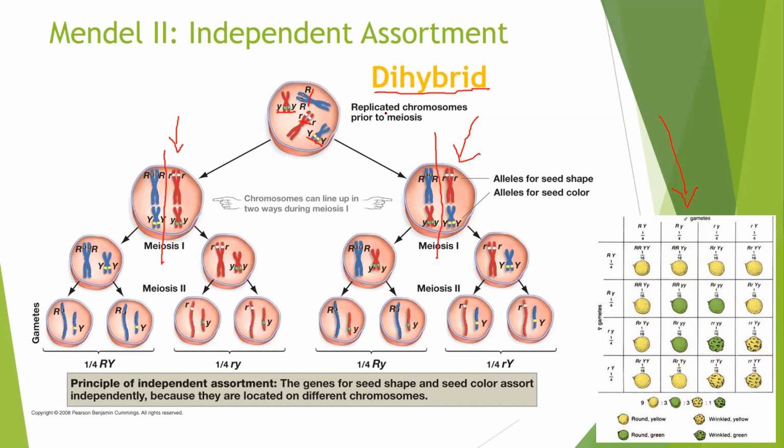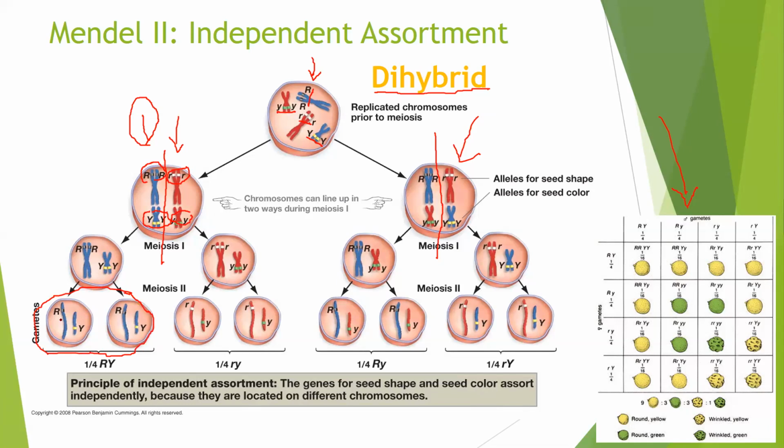However, if we are talking about two genes on two different chromosomes, and this cell goes through meiosis, there are two possible ways of lining up these two chromosome pairs. This is the first possible alignment. In this alignment, the big R is on the same side as the big Y, and the small r is on the same side as the small y. If the alignment is like this, option 1 gives you two possible gametes here.